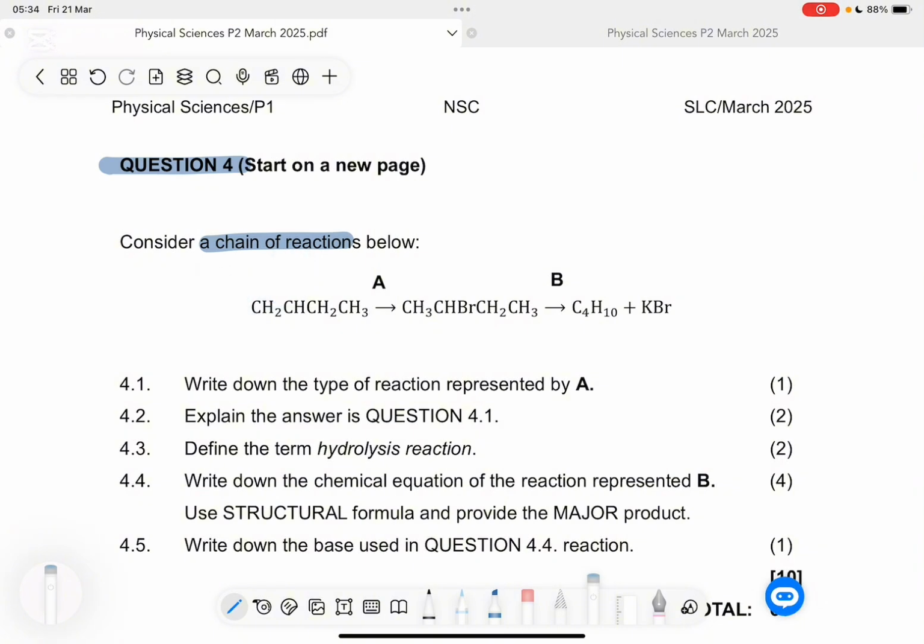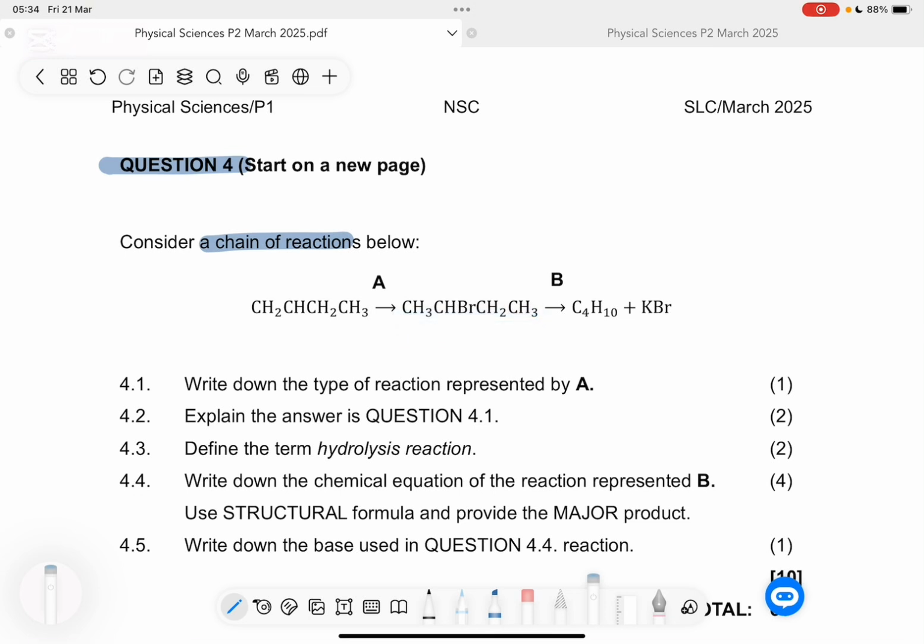So for me, it's a very straightforward hydrohalogenation reaction where we're adding the halogen, and in this case, they use bromine because remember, our halogens include chlorine, bromine, fluorine, and iodine. Then when we look at this reaction now, B, we can see that this now becomes our reactant.